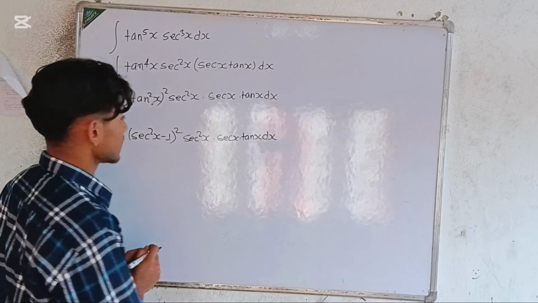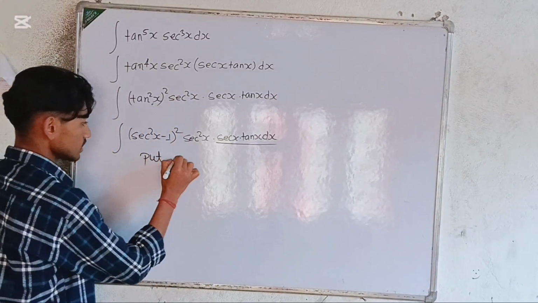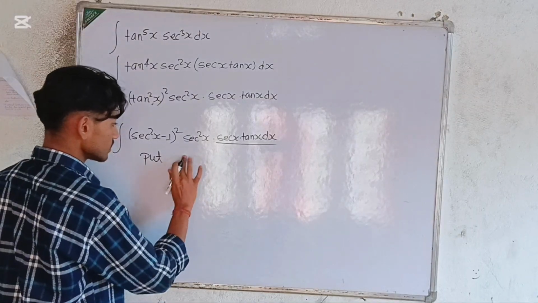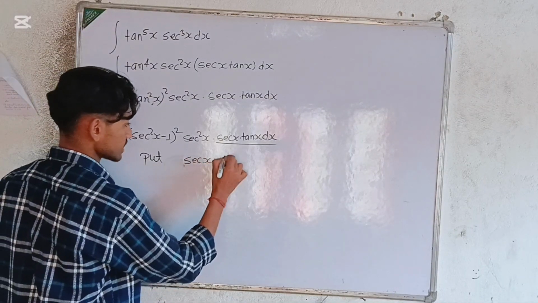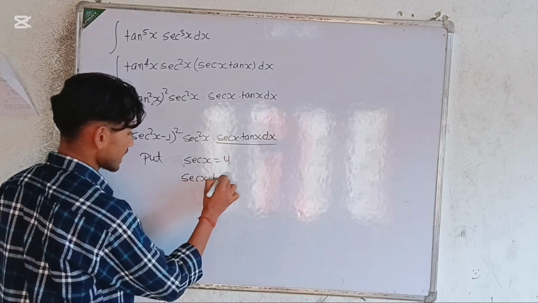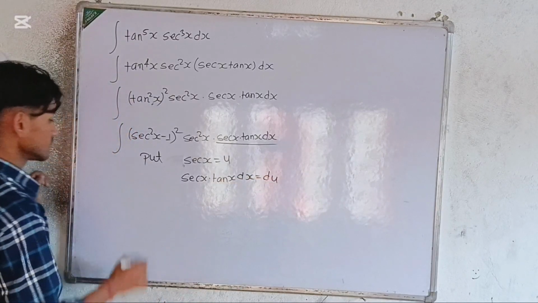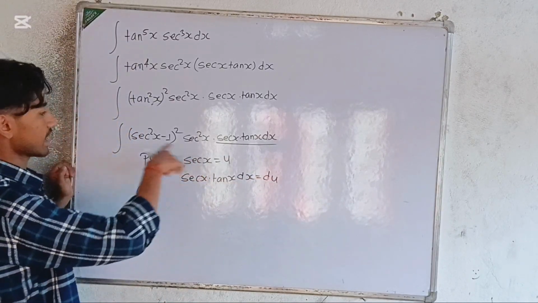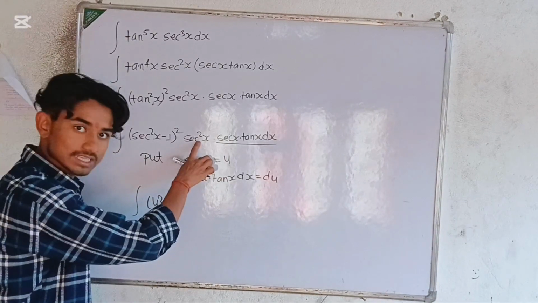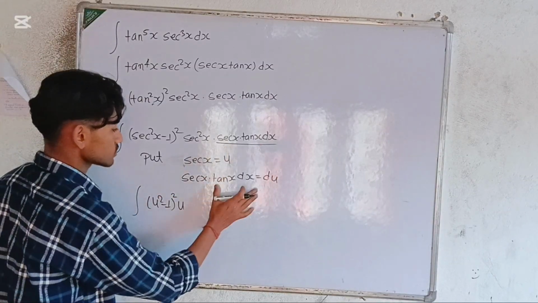So after that we have to substitute our function. Let's substitute secant x as u, and if you differentiate it you get secant x tan x dx is du. So in terms of secant squared x we have to use u squared, that is u squared minus 1, and in terms of secant squared x you have to write u squared, and in terms of this much we have to write du.